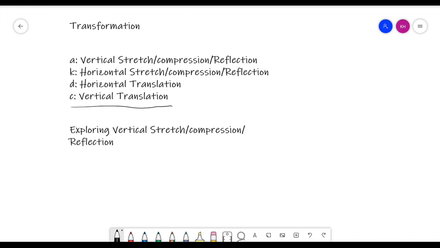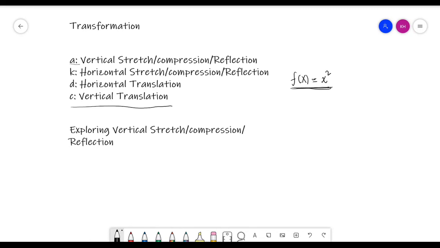In this lesson, we're just going to deal with A, which is vertical stretch, compression, or reflection. Now, in different curriculums and different countries, they might use different variables to represent the transformations, but generally it means the same thing. Let's start with this function f of x. We're going to define the function f of x as x squared, a quadratic parent function. Now, anywhere you see f of x, that means x squared.